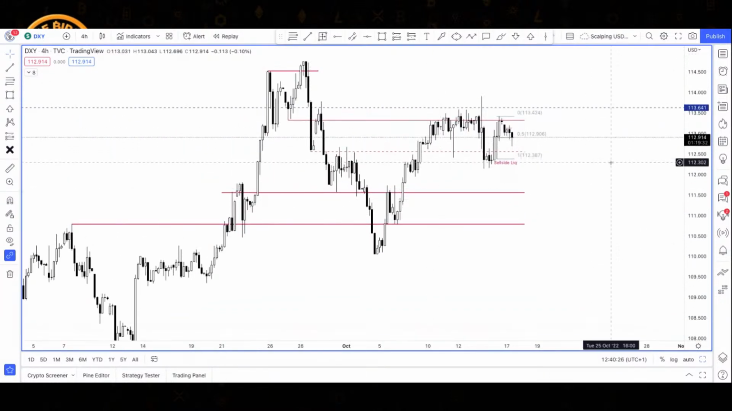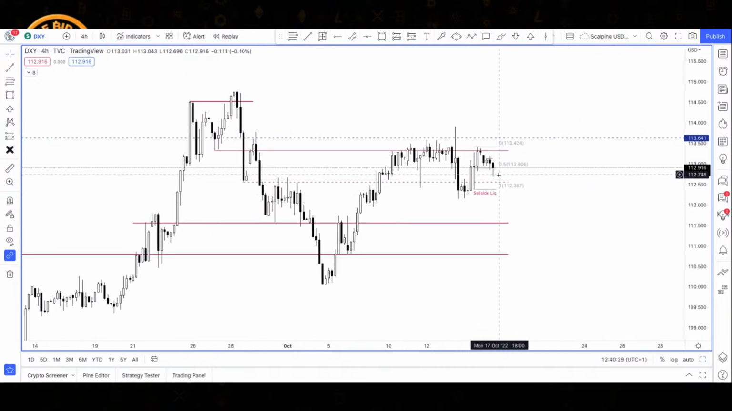For me, this is a really nice counter indicator. If this is showing weakness, I expect a bit of strength in risk assets. If this is showing strength, then I expect a bit of weakness in risk assets. All right.